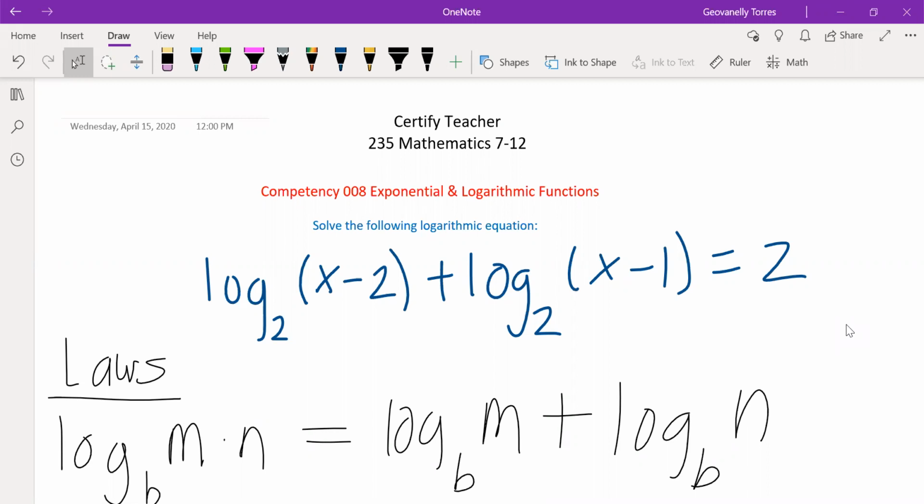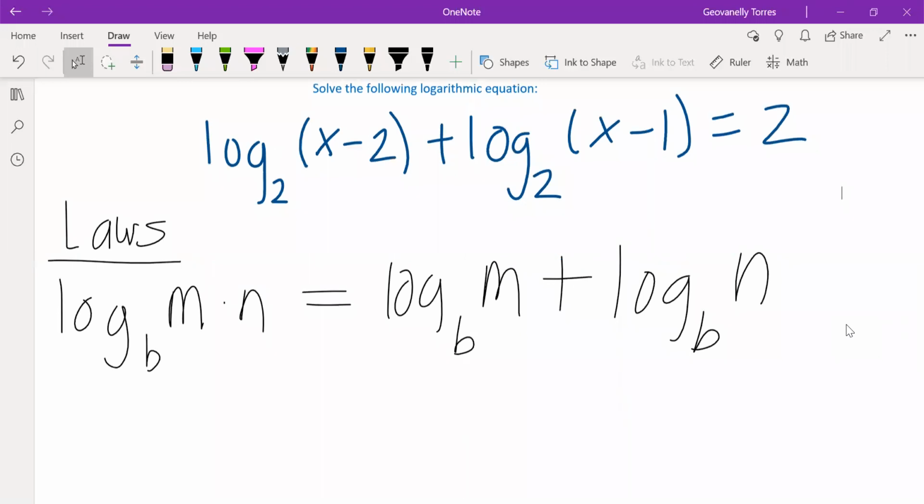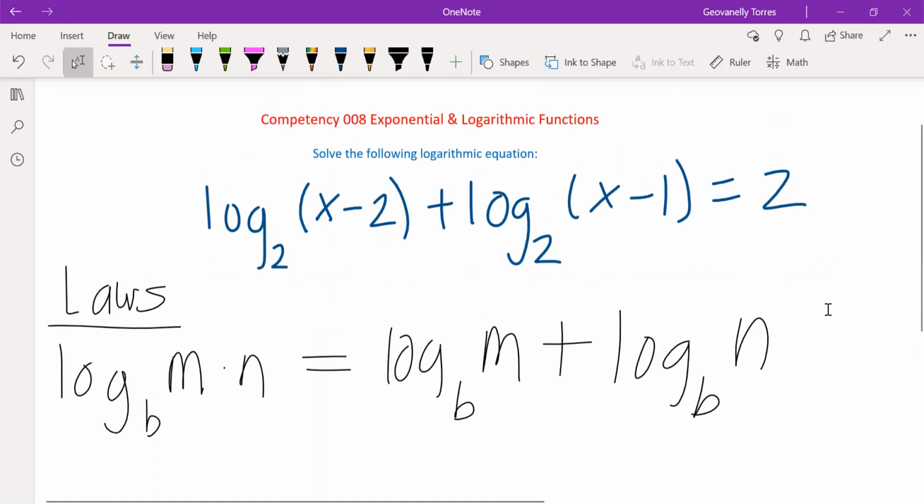So what we have to do here first is know our logarithmic laws. And here, this is the product rule, and we have log base b of m times n, and this becomes log base b of m plus log base b of n. And if we look here, this looks very similar to the problem that we were given, and this means that we can go about changing how our equation looks.